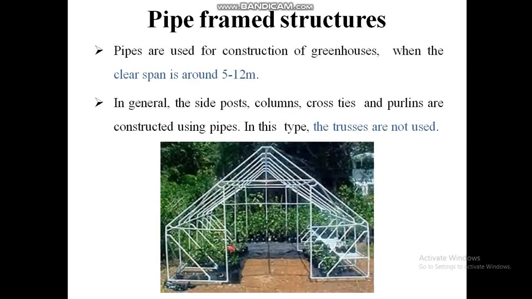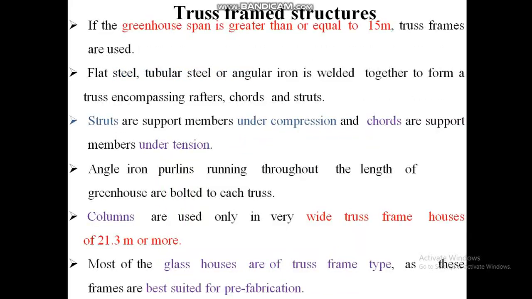Pipe framed structure. Pipe framed structures are used for construction of greenhouse when the clear span is around 5-12 months. In general, the side post, column or cross tie and purlin are constructed using pipe. In this type, trusses are not used. Truss frame structure. If the greenhouse span is greater than or equal to 15 months, truss frames are used. Flat steel, tubular steel or angular iron are welded together to form a truss.